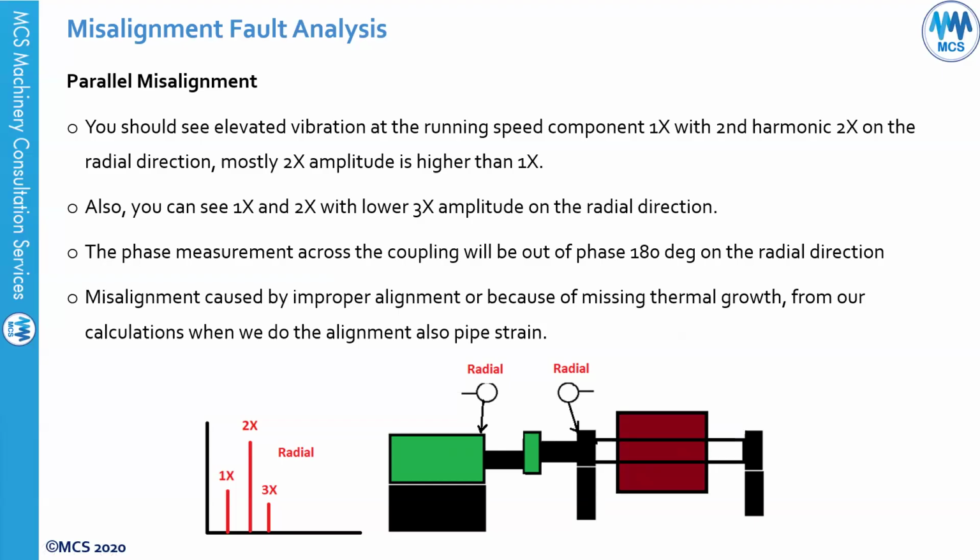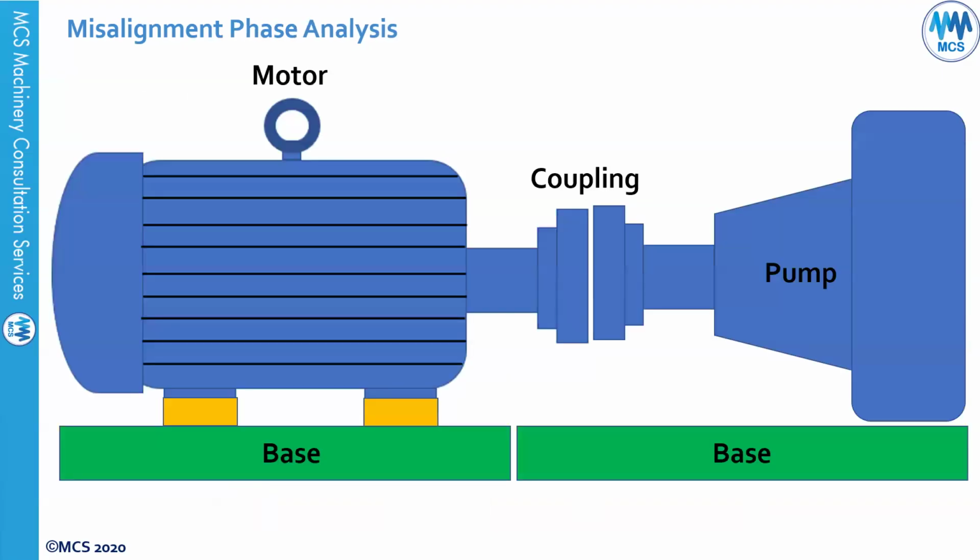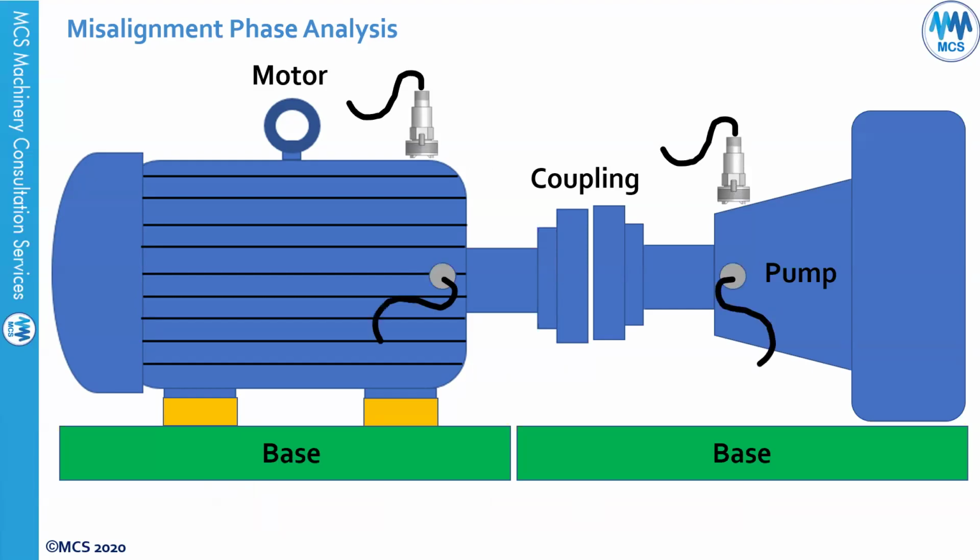Misalignment can be caused by improper alignment, or by a missing thermal growth calculation. And when we do the alignment, you can also have pipe strain, and this can be one of the causes of misalignment. As you can see here, we measure the phase in the vertical direction, and also in the horizontal direction across the coupling. This will definitely be very helpful. And we also measure the phase in the axial direction.